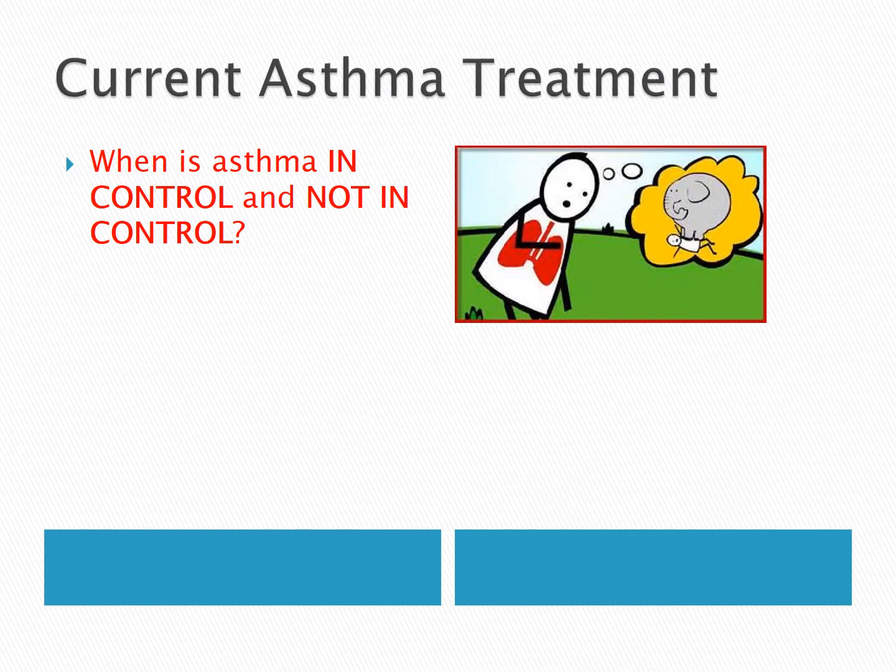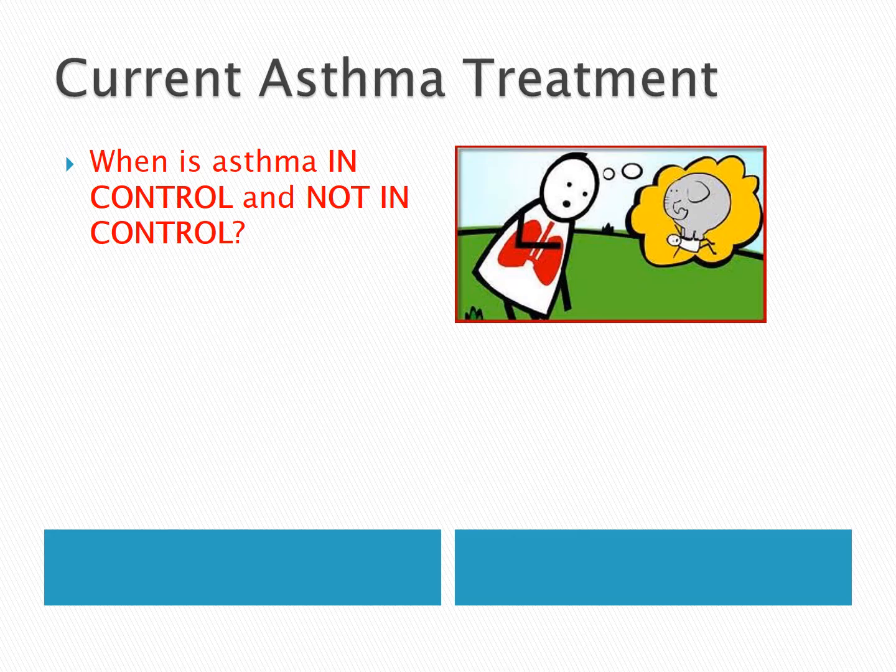So as far as current asthma treatment, when is asthma in control and not in control? And one thing we're going to look at coming up is the written asthma action plan, and that usually provides information for the child and family about when they may be getting signs and symptoms or hints that their asthma is not in control.